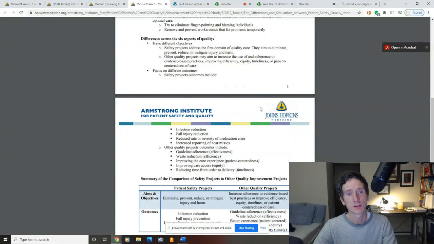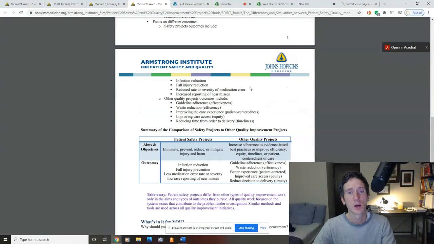Again, I just wanted to kind of touch on it. So when we talk about safety, what kind of outcomes do safety outcomes produce? Well, they look at reducing infections, reducing falls, stuff we've all heard about before, because we're measured by them, by the Joint Commission, reducing medication errors, and I like this, increased reporting of near misses. So all of these things are excellent domains we could look at for safety.